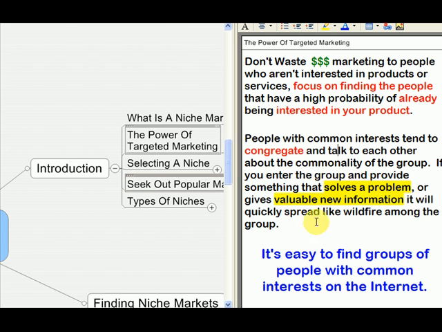So targeted marketing is an excellent thing. It helps you not waste time by going after people who aren't interested, and it helps you find the people who are really interested, and then it just makes the selling process so much easier. So it's easier to convince people who are already convinced.